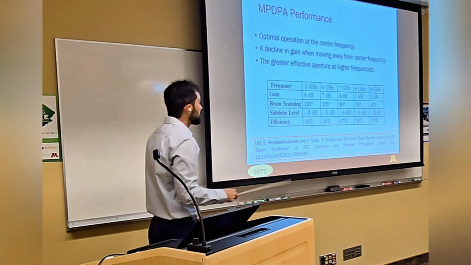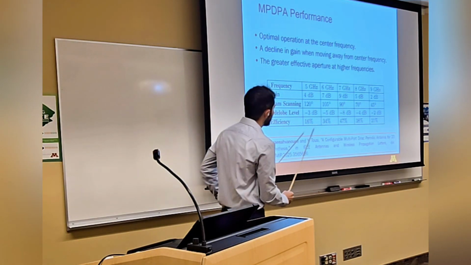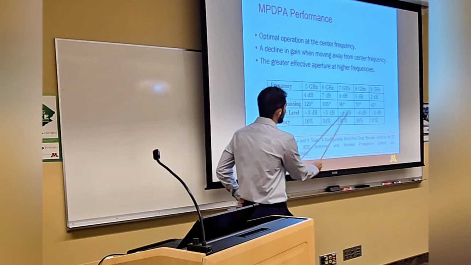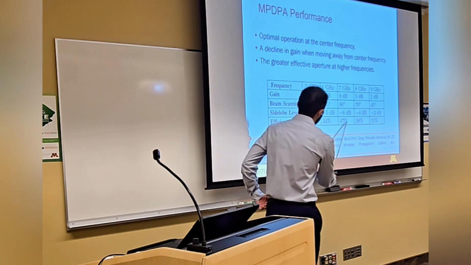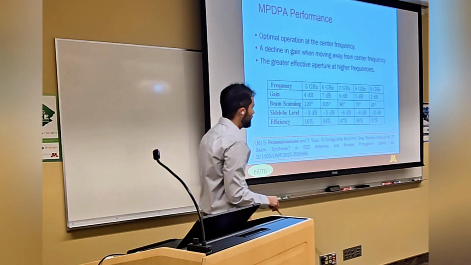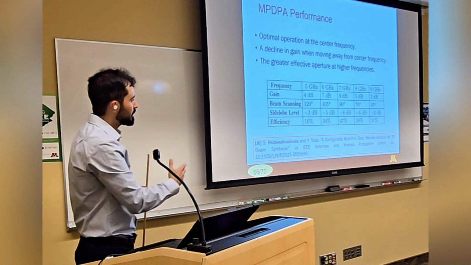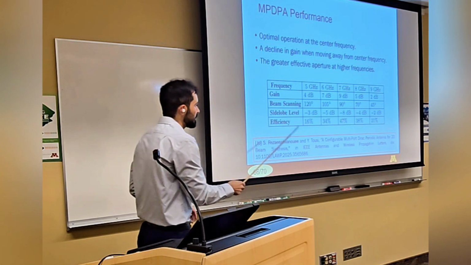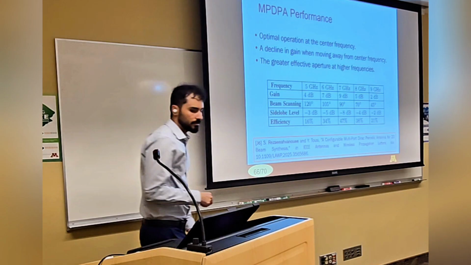And this table shows the operation of the antenna at different frequencies. As you can see, the best operation is obtained at the center frequency with efficiency of 47%, 9 dB gain, and minus 8 dB side lobe level. But as we move away from the center frequency, we see a decline in operation, but it's still acceptable. And we published this work in AWPL.